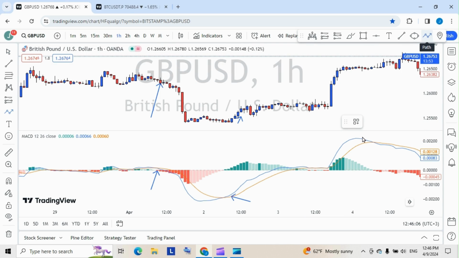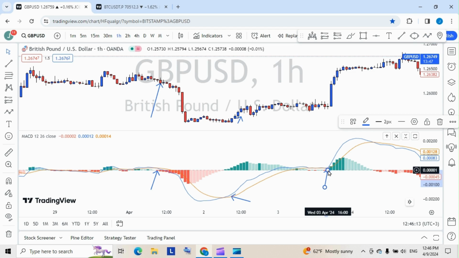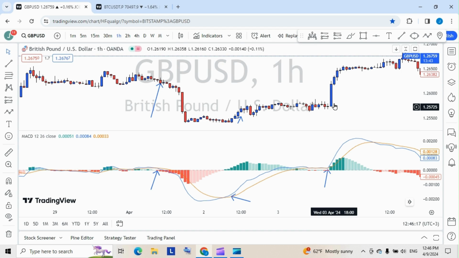All right. So now look at this other one. We have another entry again. The price continues to move higher, higher, higher, and higher. So if you had entered, you would have made over 20, 30, 40 pips, because this is the 1 hour time frame. Now let me explain something again.